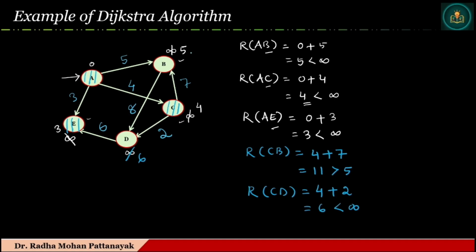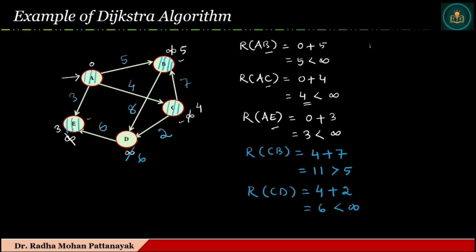So here B cost is 5 and D cost is 6. What is the minimum cost node? B. That's why we will choose B for our next processing. Clear? Next, to process further, we need to find out the reachable nodes from B. So what are the reachable nodes from B here? Only one node, that is D. Clear? So apply relaxation on the BD edge to find out the cost of D.